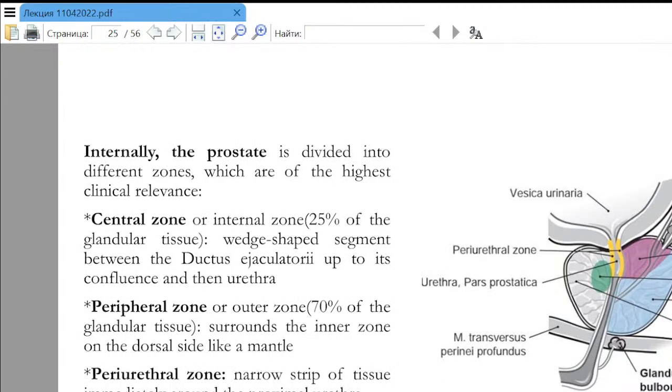Internally, the prostate is divided into different zones, which are of the highest clinical relevance. Central zone, internal zone: a wedge-shaped segment between the ductus ejaculatorius up to its confluence, and then the urethra.